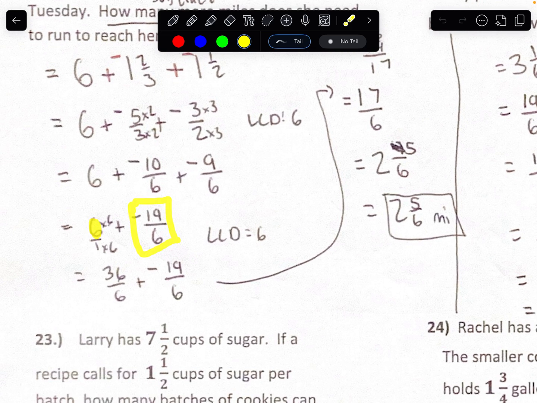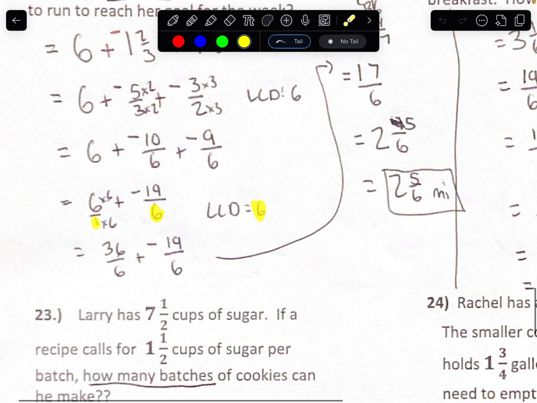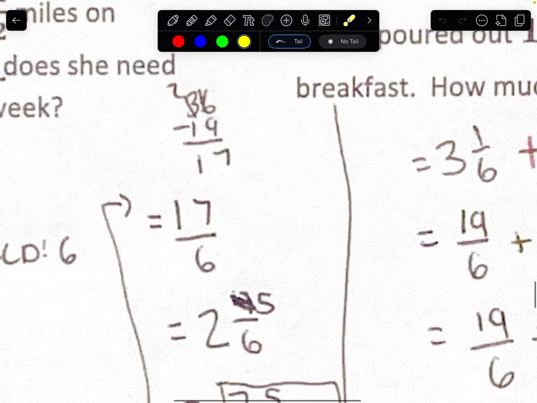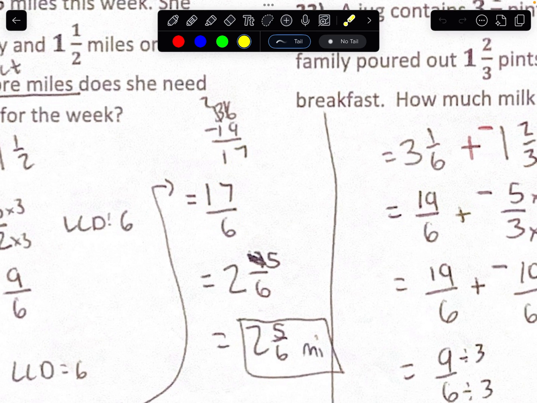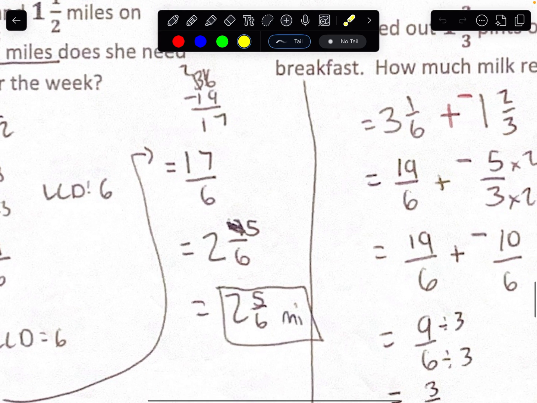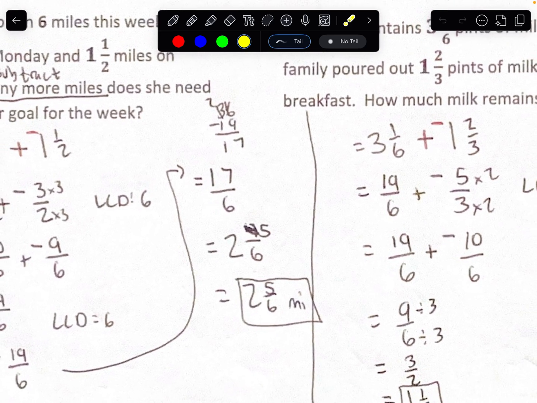Then we change the 6 to a 6 over 1. 1 and 6 are not common denominators, so we need an LCD of 6. So we should have 36 plus negative 19. Different signs subtract. So 36 minus 19 makes 17. So 17 over 6. Take the sign of the bigger number. So 36 is a bigger number. Change it to a mixed number. So 2 and 5/6 miles left.